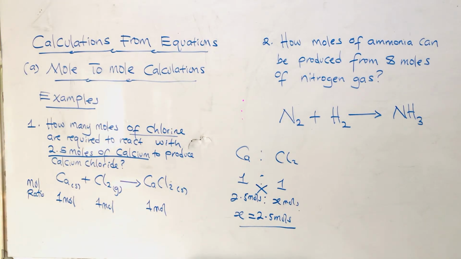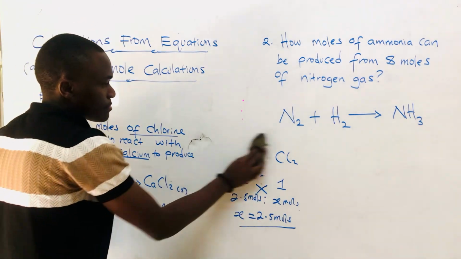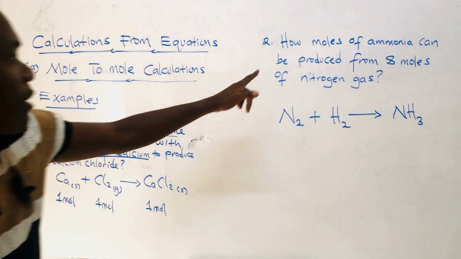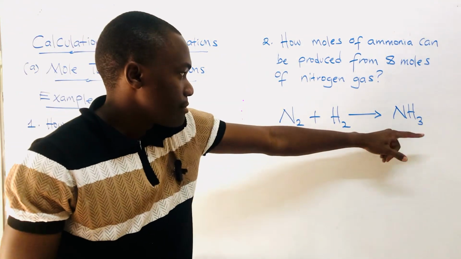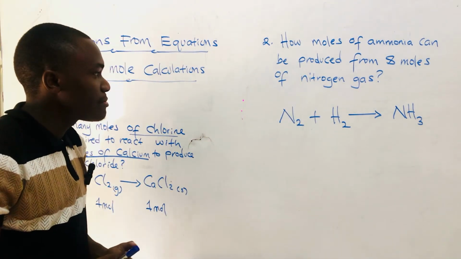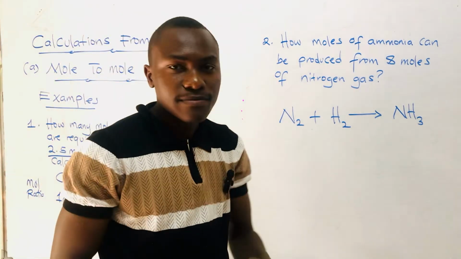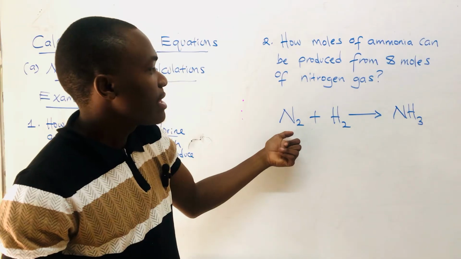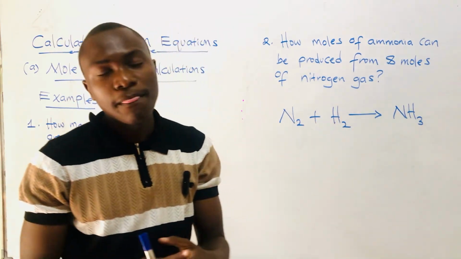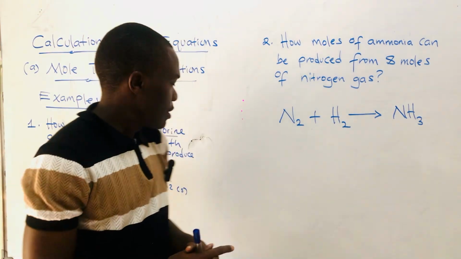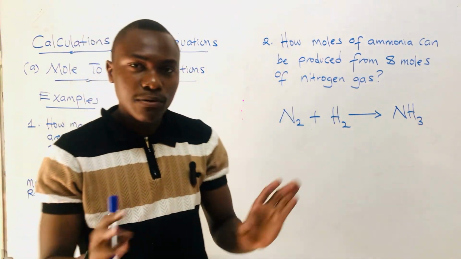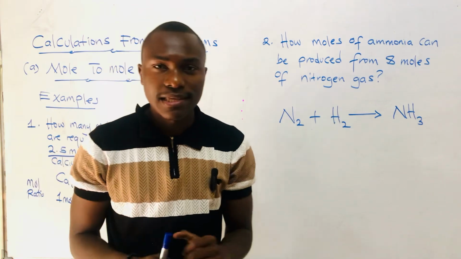Okay. We go to the next one. We have this one. Question 2. Now question 2 is saying, how many moles of ammonia can be produced from 8 moles of nitrogen gas? Okay. They've given us the number of moles of nitrogen gas, and then they want us to find the number of moles of ammonia that can be produced. If you've gotten 1 or 2 from the previous example that I've explained, you can pause the video and then you attempt this question here.